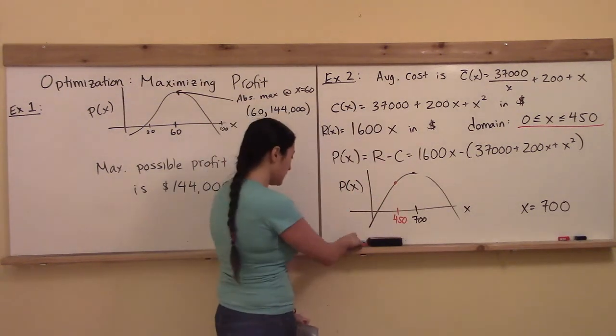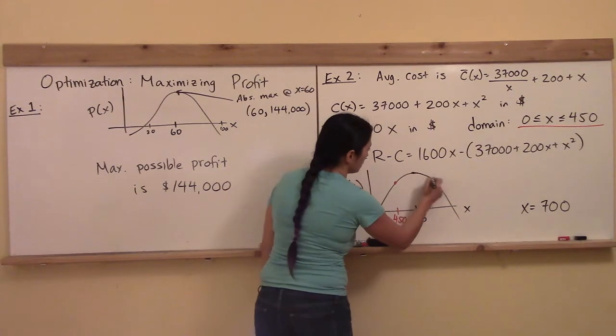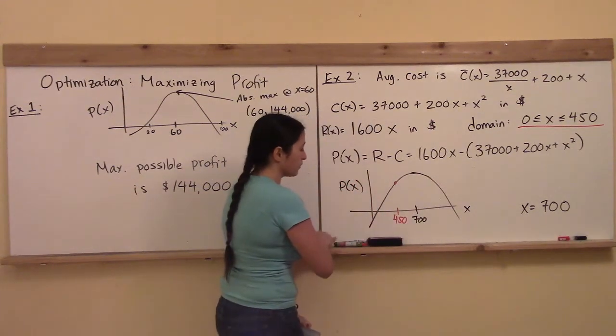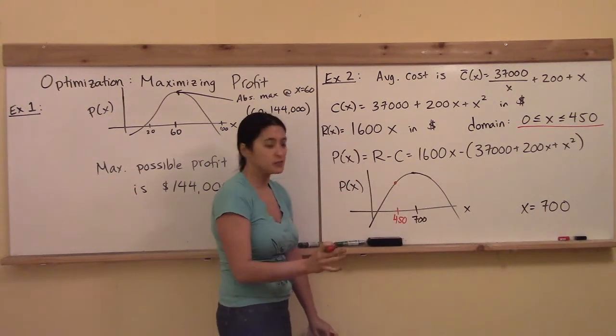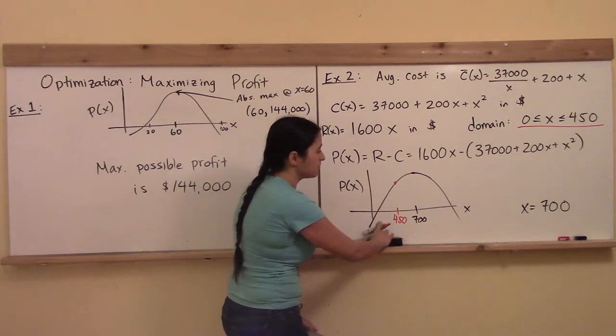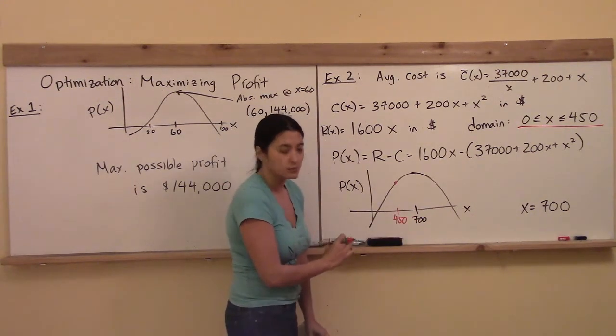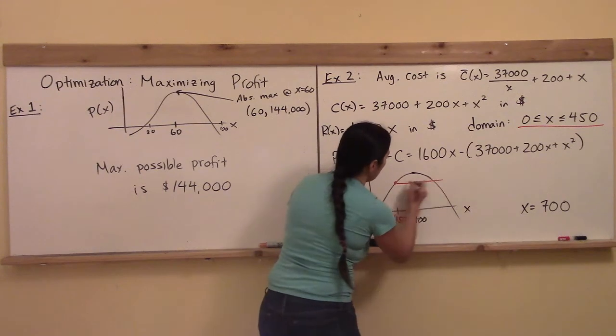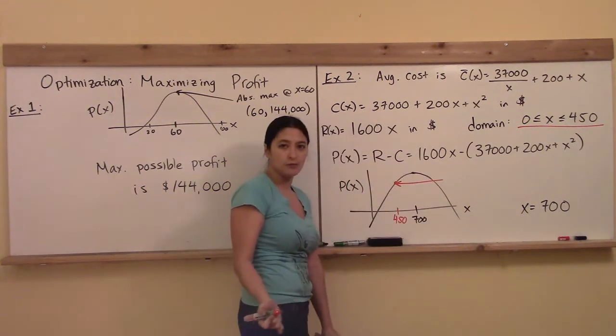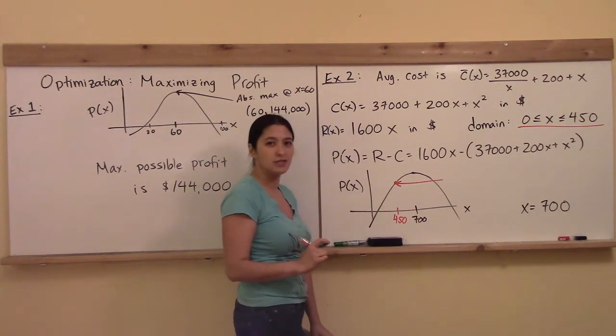Now, if I did have a factory that could make 700 of them, sure enough, I would make even more profit. But I don't have that. That's not possible. It's outside of my domain. You see? X equals 700 is outside of my domain. What is the answer to the absolute max? In this case, it's one of the endpoints.